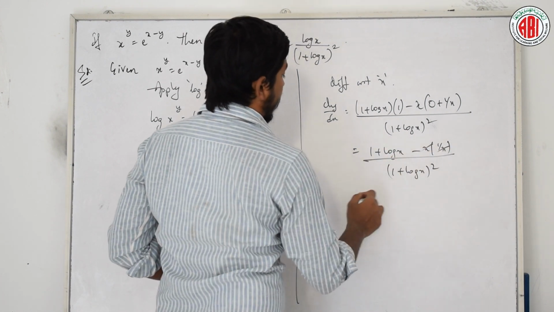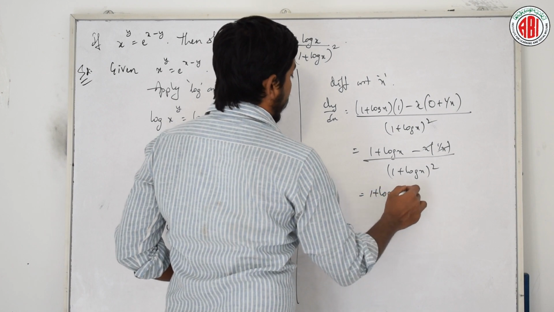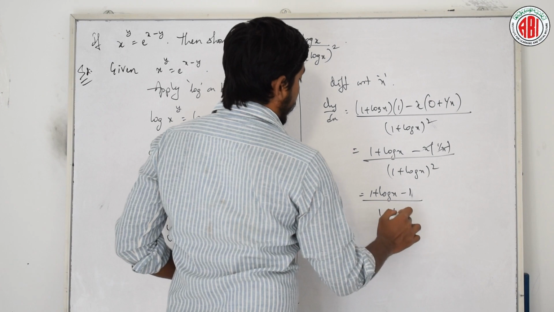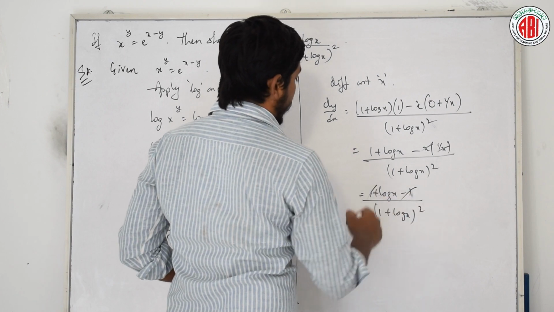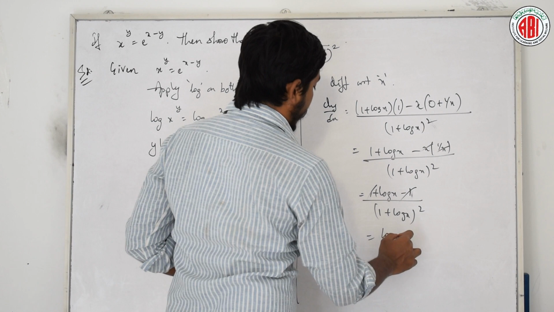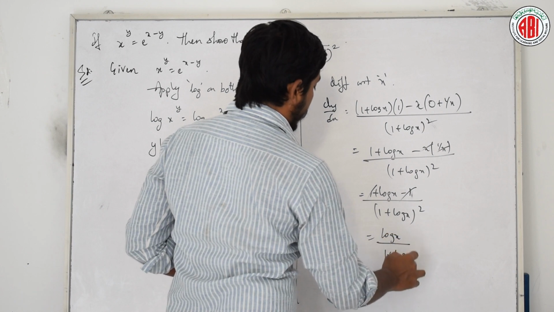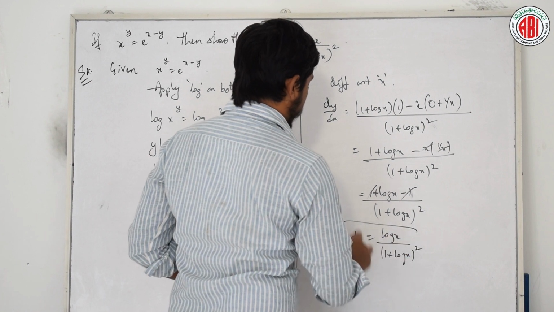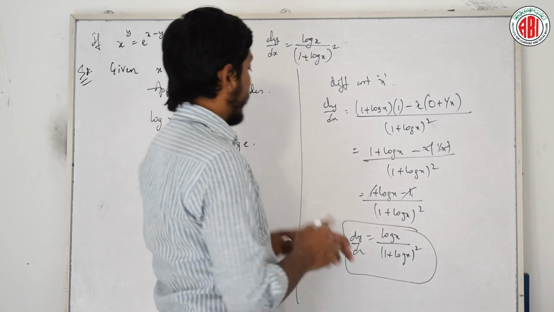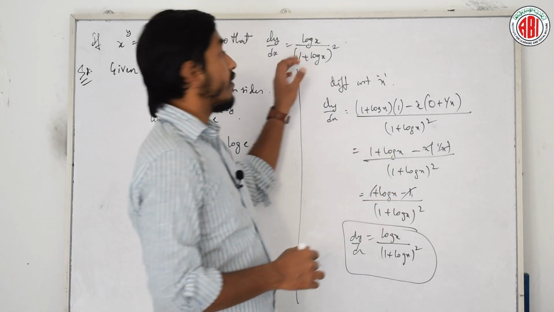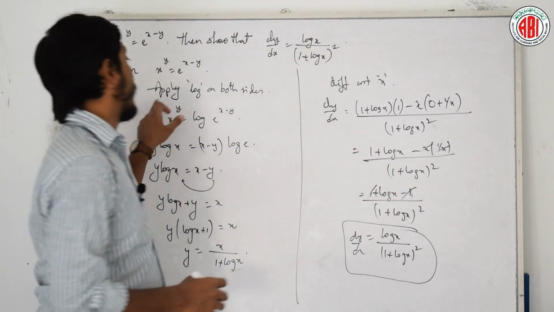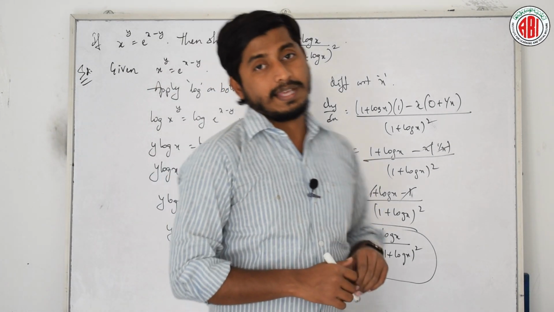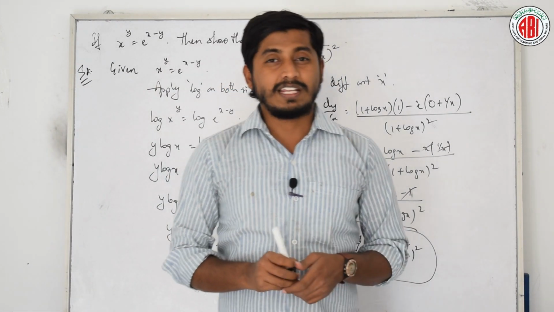Here x will get cancelled. 1 plus log x minus 1, divided by (1 plus log x) whole square. 1 minus 1 will get cancelled. The left over answer is log x by (1 plus log x) whole square. This is dy by dx. Is it clear? Is it not easy to solve? The only thing we have to remember is applying log on both sides, then directly differentiating with respect to x on both sides. Is it fine? Shall we move on to the next problem?